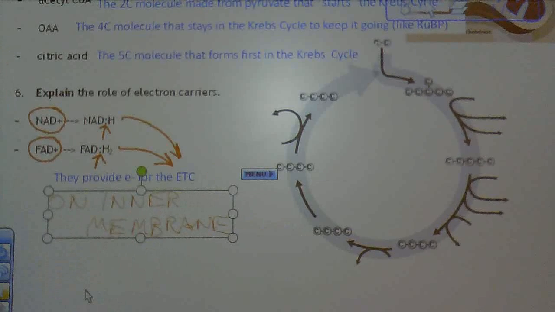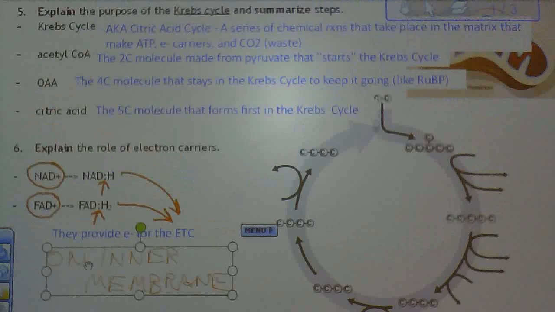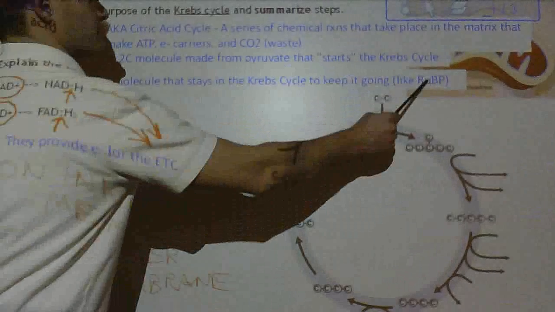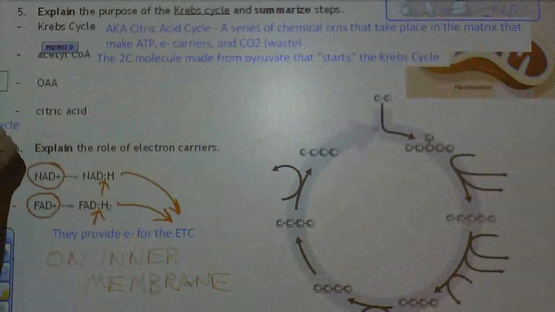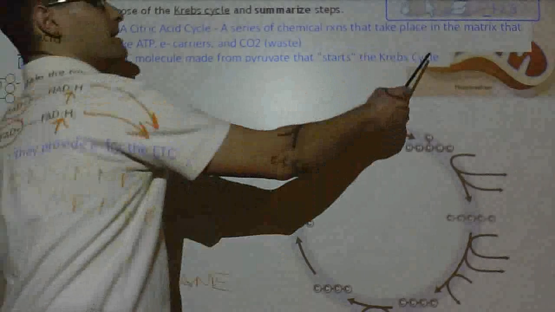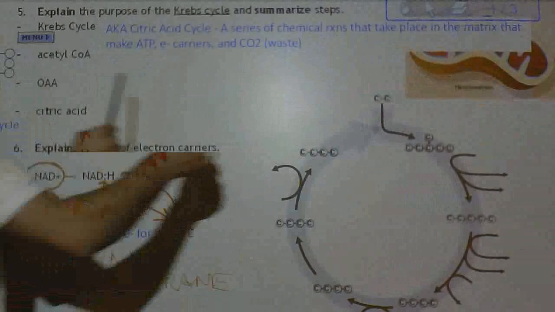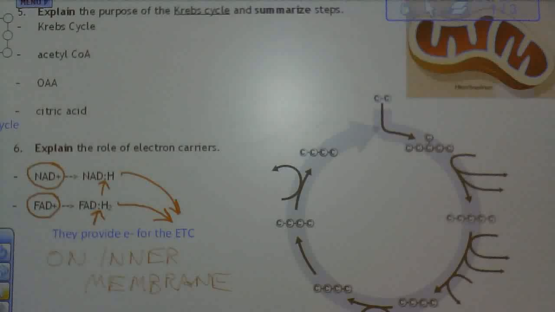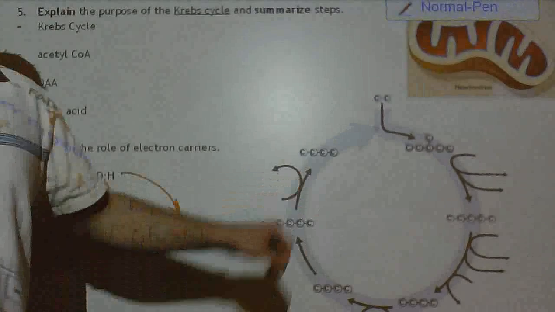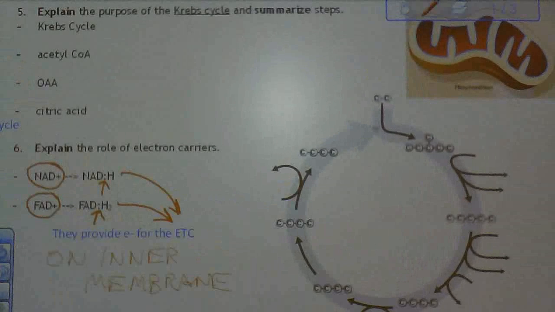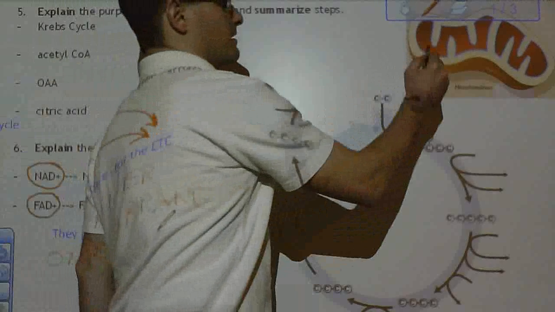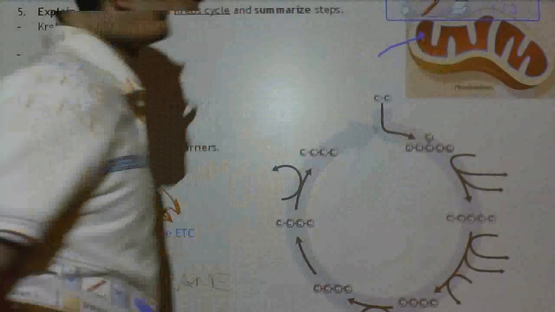So going back to the Krebs cycle, hopefully this computer cooperates. I'm going to take a couple of these things out of the way so we get a better look at the Krebs cycle. And up here I've got a picture of a mitochondrion, and that's where everything's happening for this unit, in and around mitochondria. So keep in mind we're talking about the Krebs cycle taking place in the matrix of the mitochondria, and that is the very inside.